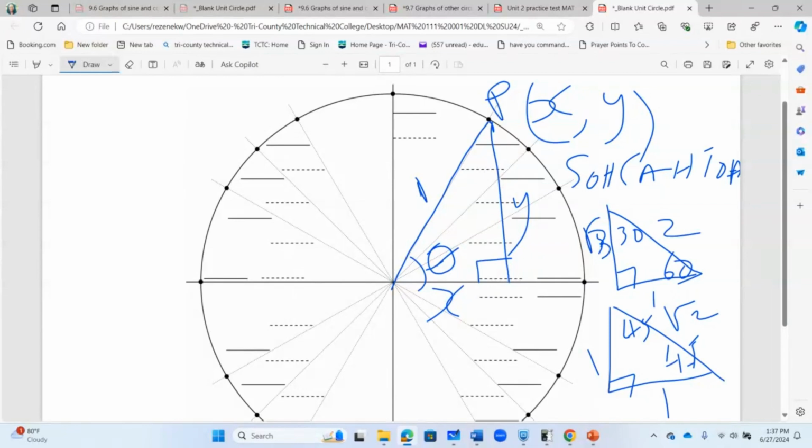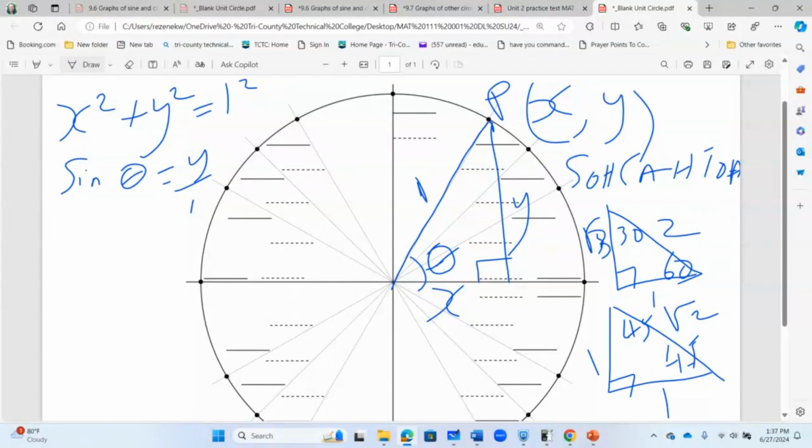by the way, before we continue, we want to make sure we know that by Pythagorean theorem x squared plus y squared is equal to 1 squared. All right, we already know that. Also, this is Pythagorean theorem. We also know that sine theta is equal to opposite over hypotenuse, y over 1. So since y over 1, which is y, sine theta, let's make sure we write it there.